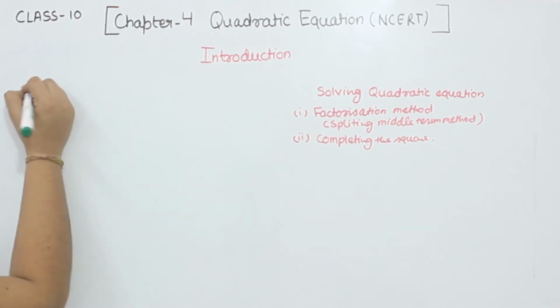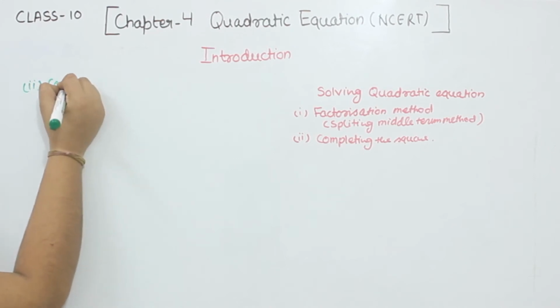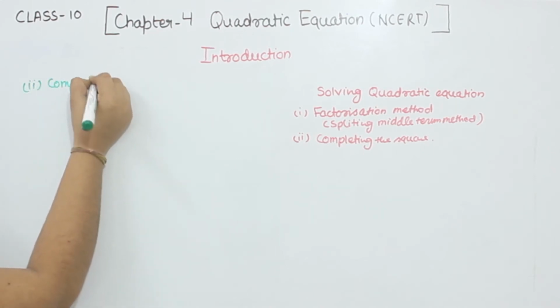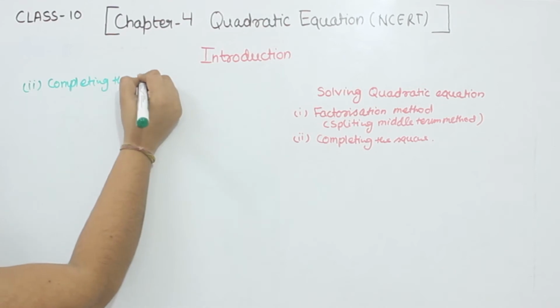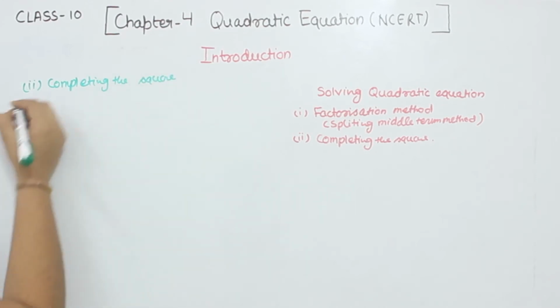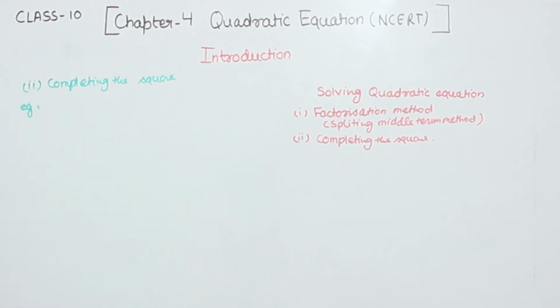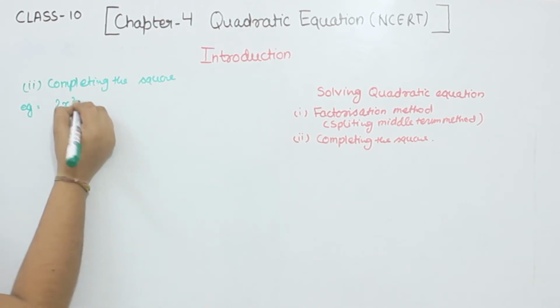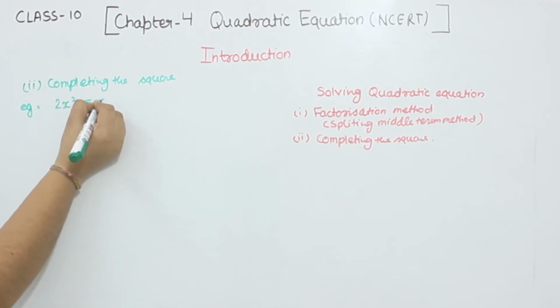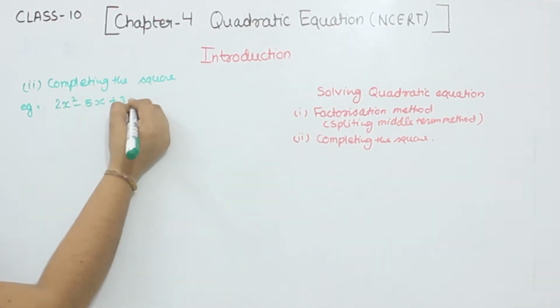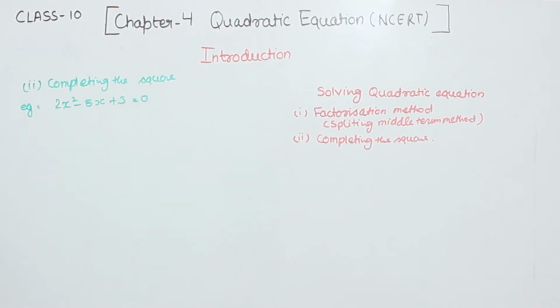Now comes the second method, which is completing the square. For that we are going to understand this with an example. So I am going to take an example: 2x square minus 5x plus 3 is equal to 0. So this one we are having here.